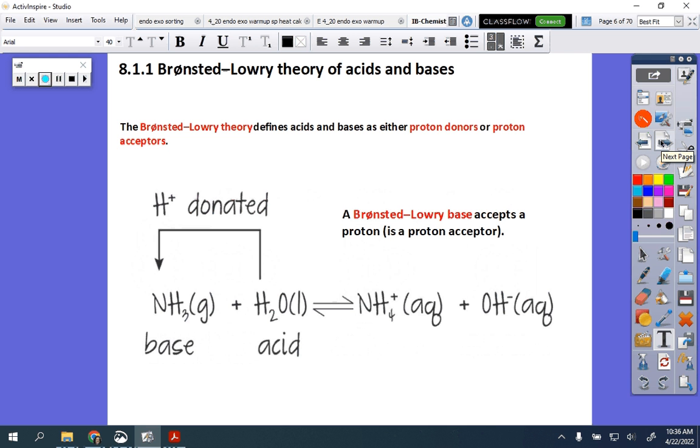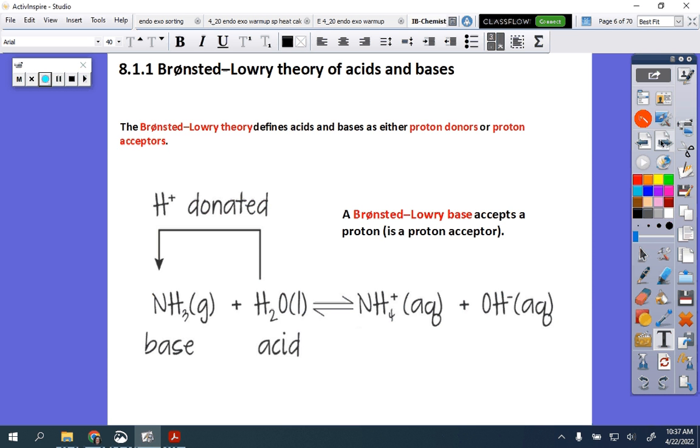Okay, another example here is ammonia, NH3, commonly used in cleaning solutions. That is going to accept a proton from a water molecule, making the ammonia the base in this context, and water the acid that is giving up the proton. That's going to give us the ammonium ion, NH4+, and the hydroxide ion.